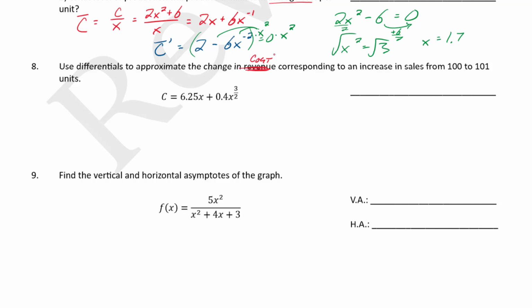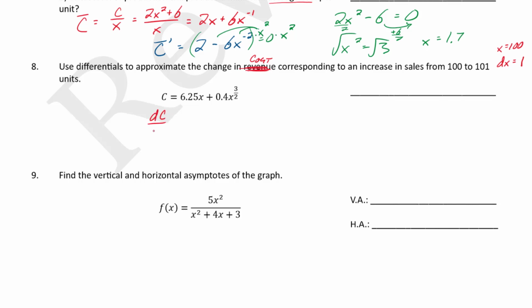But for this one, it's going to be from 100 to 101. That's telling me basically my dx, whenever it pops up, is going to be equivalent to 1. And then my x value also happens to be the starting value, which would be 100. So if I can get the dc function and then move the dx over, I should be able to figure out what that approximate change in cost would actually be. So let's get that rocking and rolling.